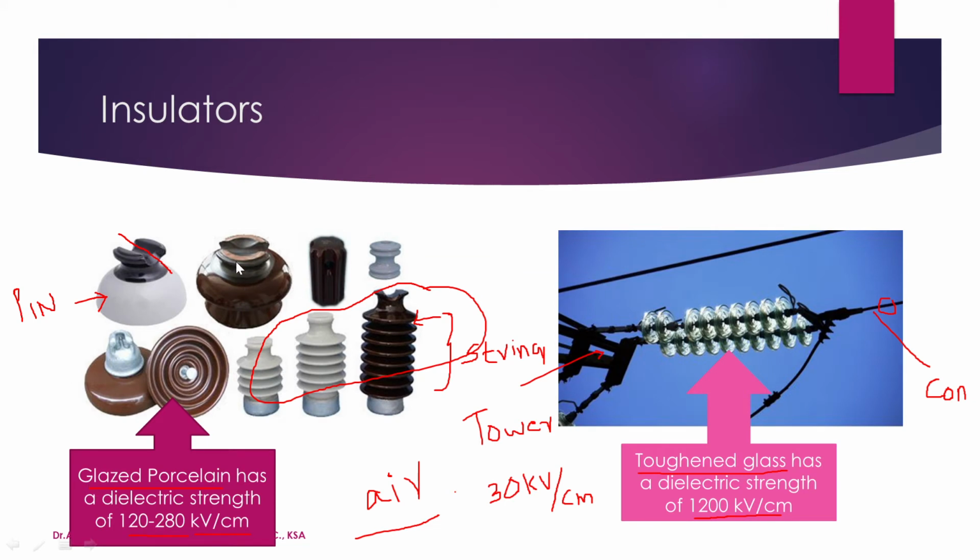Now let me ask you a question. What do you mean by glazing? Glazing means this polished surface. Can you see this? This polished surface is called a glazed surface. Now why do you have to glaze a porcelain insulator? We have to glaze because if there is rain, what will happen? The water will enter into the porcelain and it will reduce the dielectric strength.